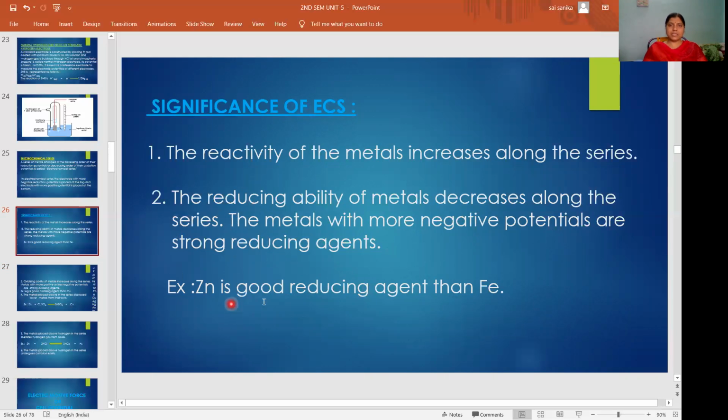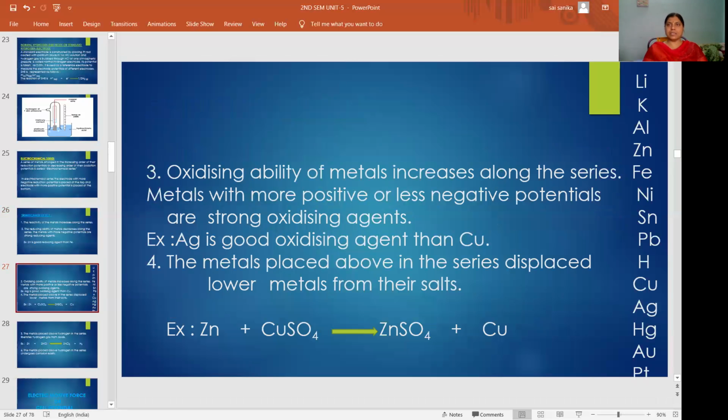For example, zinc is a good reducing agent than iron. You see here zinc is above, iron is below. So it is on top, it is below. So this is having more negative reduction potential, so it is acting as a good reducing agent than this iron.